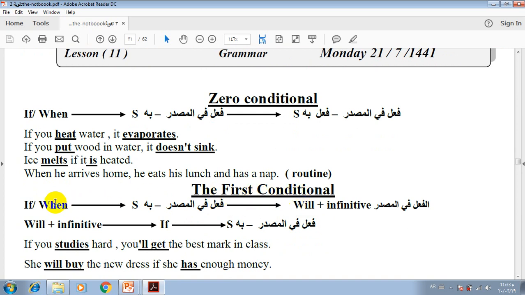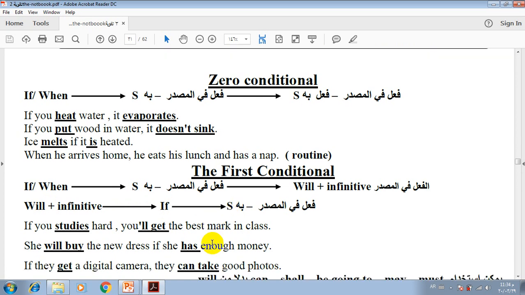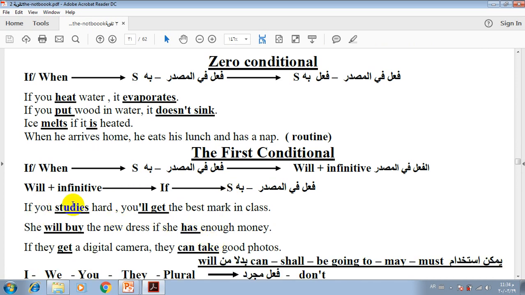The first conditional, its form is if or when and the verb in present too, but the second sentence, like you see, must be in the future: will plus infinitive. And if I use if in the middle of the sentence, we put before it will plus infinitive, and after it we use the present simple, the verb with s or without s. Like you see in the example, if you study hard, you will get the best mark in class.